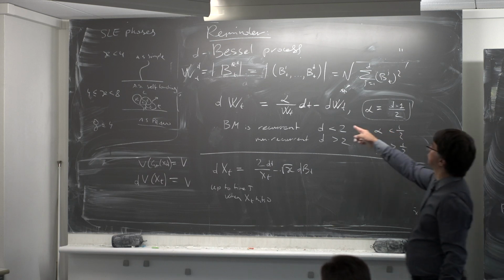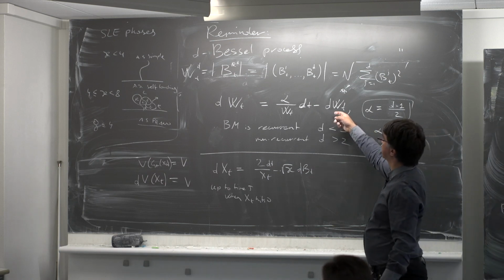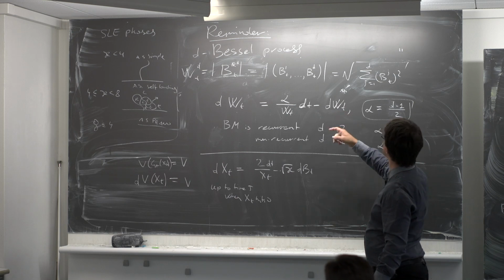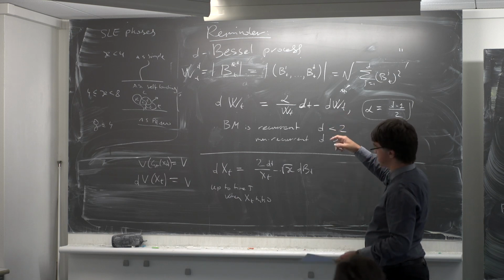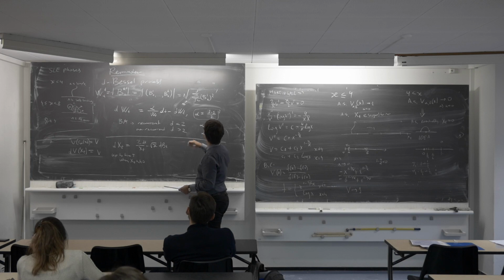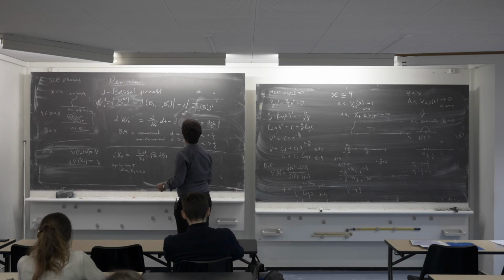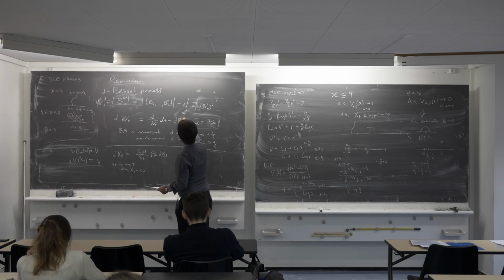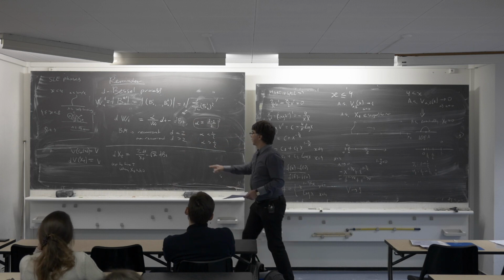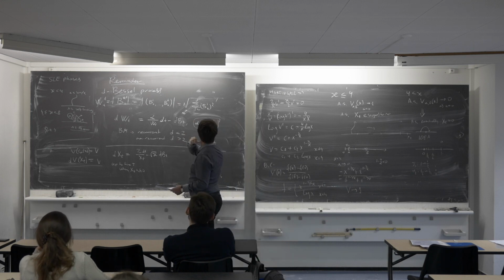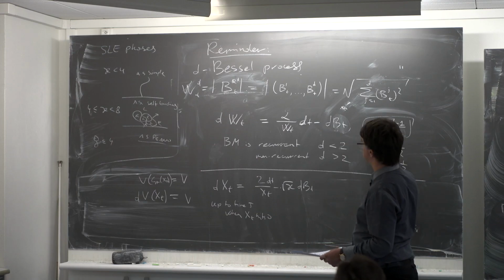Now I want to use the same normalization. Wait a second, now it will turn out that I screwed it up a little bit. Yeah, it should be dBt. Sorry, dBt. No, I'm just trying to calculate. No, I don't think I screwed it up.